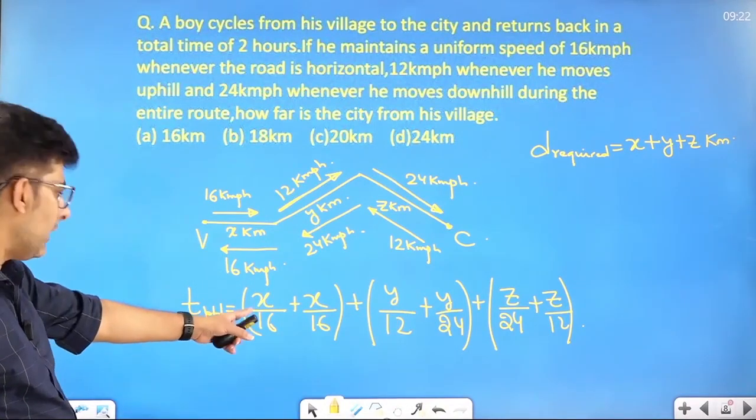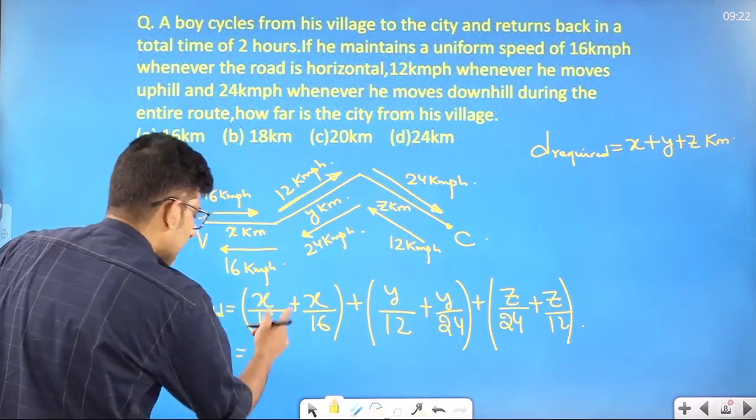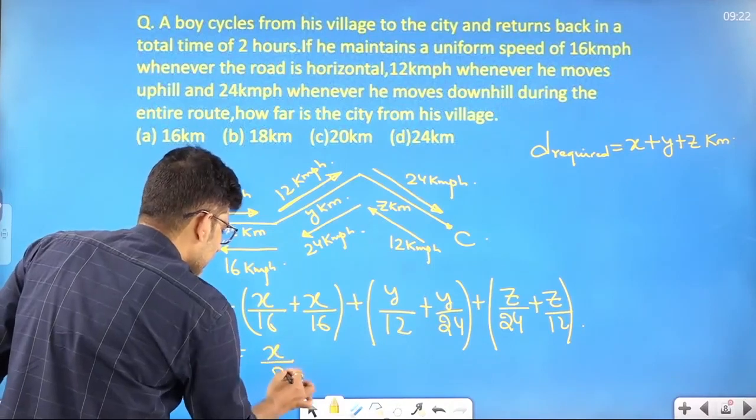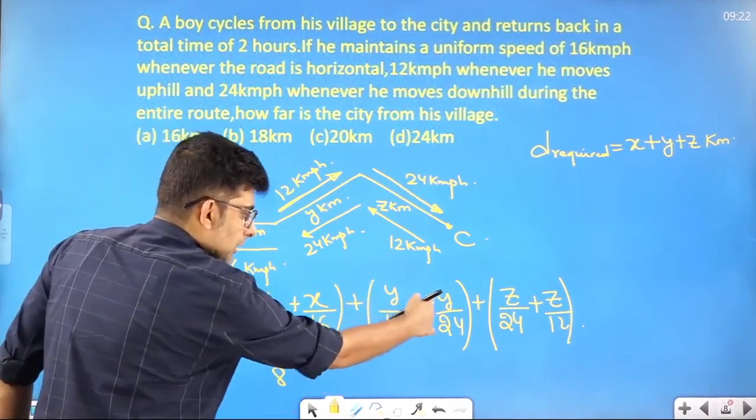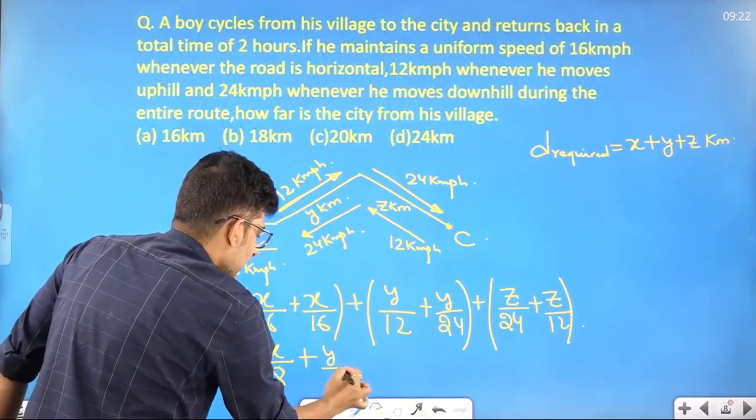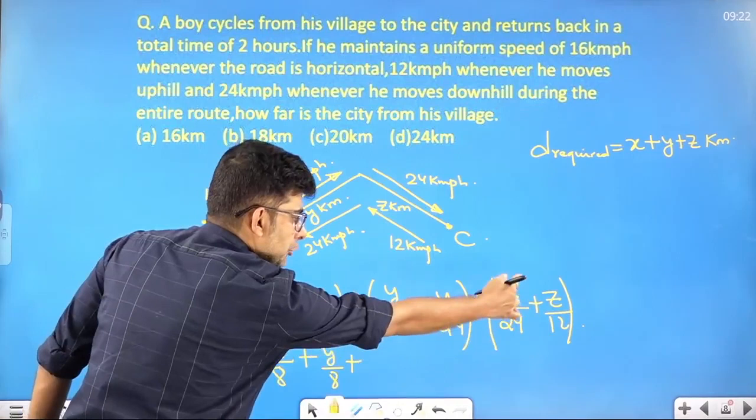So once we write this, now see, if I take the LCM, what will I get? I will get x by 16, x by 16, x by 8, y by 12, y by 24. Take the LCM 24. This will also become y by 8. z by 24 plus z by 12.